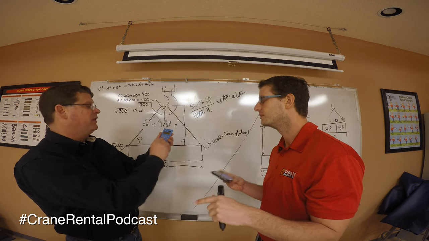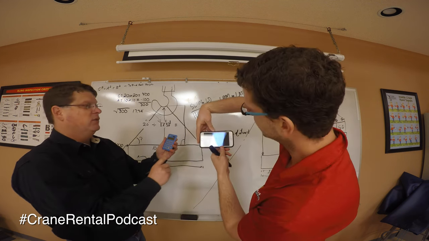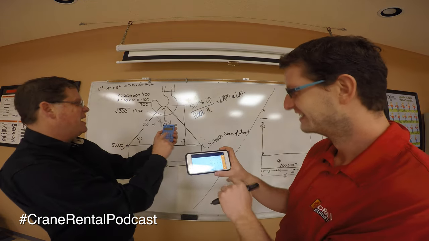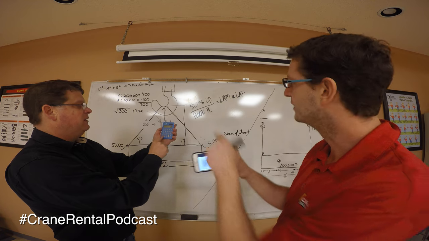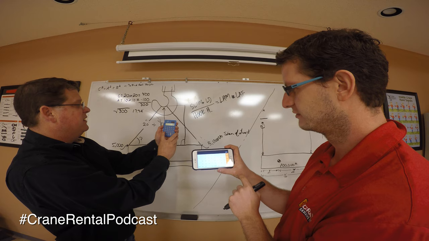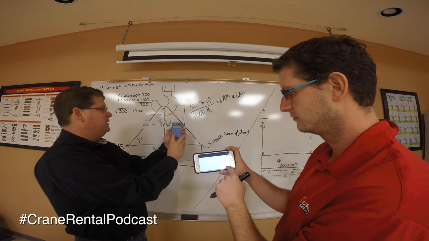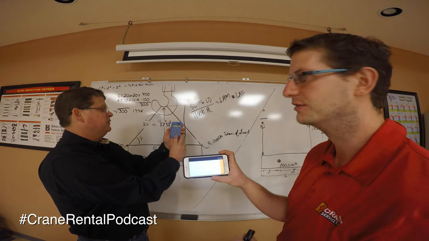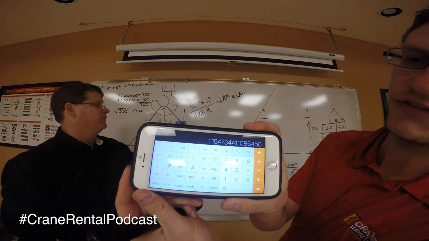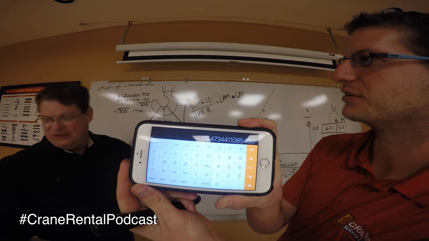So turn it around. Flip the numbers. We have our sling length, 20, divided by the hook height, 17.32, and that equals 1.1547 and then a bunch of other numbers. That's right.